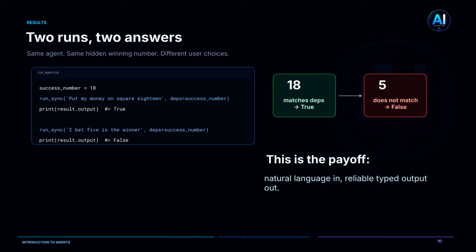Now notice what didn't happen here. The model wasn't asked to guess. It wasn't asked to reason its way to an answer from nothing. It was given a tool, it was given context, and it returned a Boolean. That's the whole point. The model handles the language. The tool handles the truth.